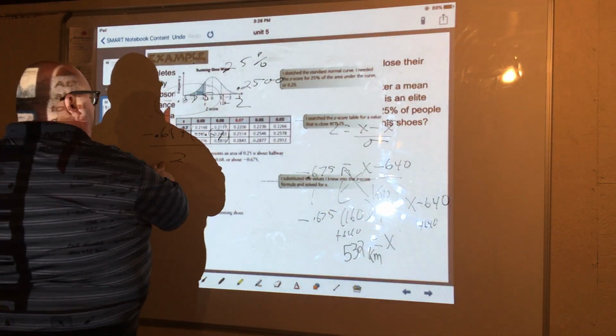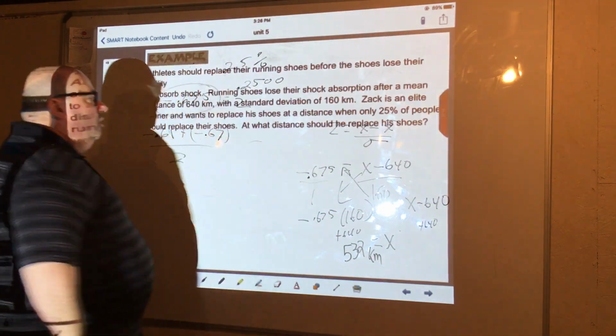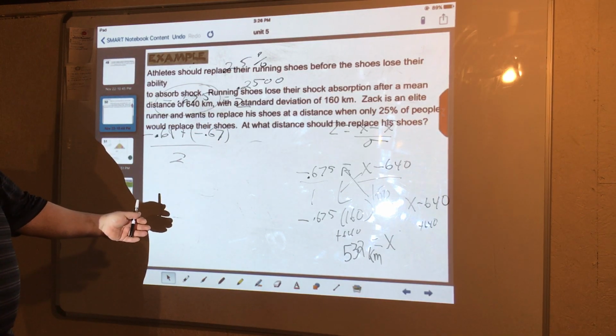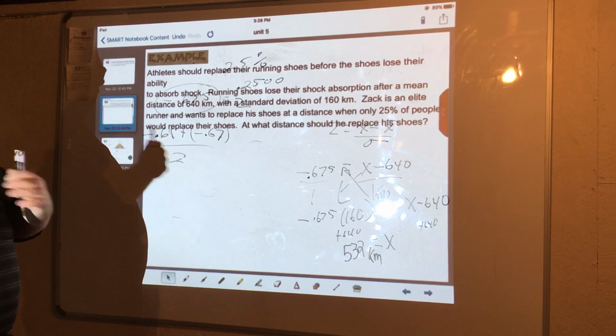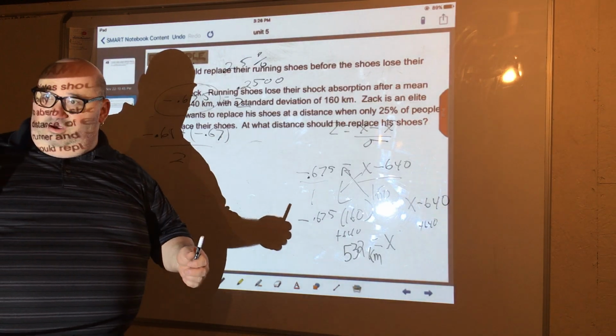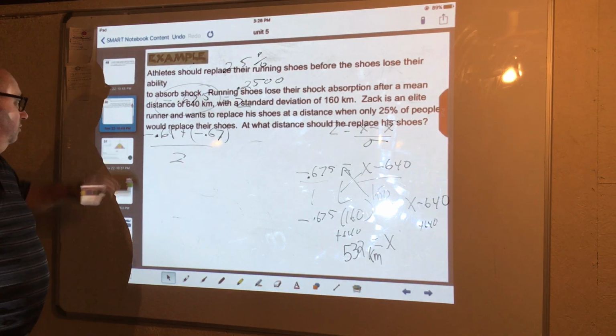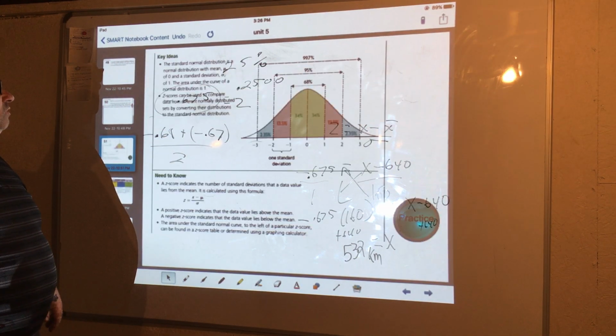All right, so at what distance should he replace his shoes? 532 kilometers. Make sense? So there is some practical usefulness to this, as we can see, normal distribution.